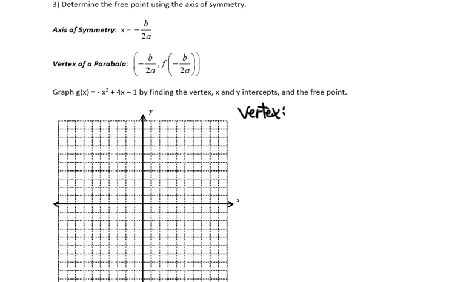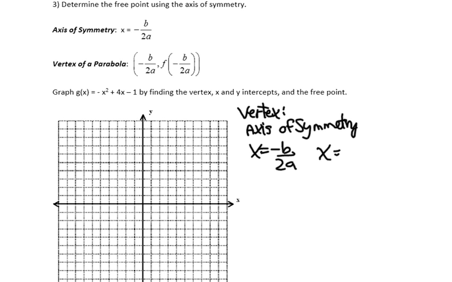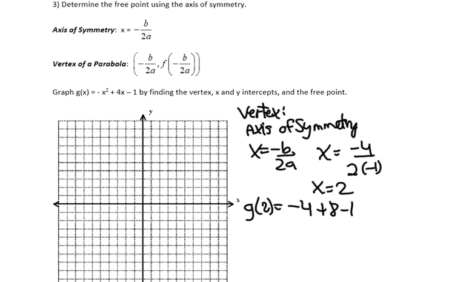Again, before I can know what the vertex is going to be, I need to determine what the axis of symmetry is going to be. My axis of symmetry is x equals negative b over 2a. Well, b in this case is 4, and a is negative 1. So negative 4 divided by negative 2 is 2. Plug 2 into the quadratic function. Negative 4 plus 8 minus 1 is 3. So the vertex is (2, 3). Make sure you label precisely what the vertex is, because remember, that is an ordered pair.